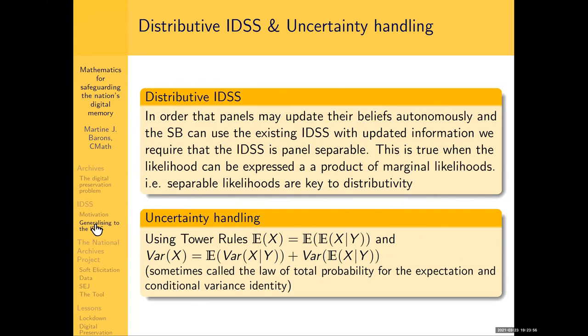We need the IDSS to be distributive, so that each panel can have ownership of its own information. And also we can handle uncertainty. What we don't want is giving a high score to something which is very good on average but has huge uncertainty in it, compared to something which is not quite so good on average but is actually quite certain.